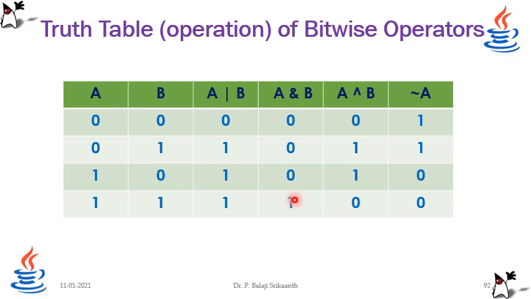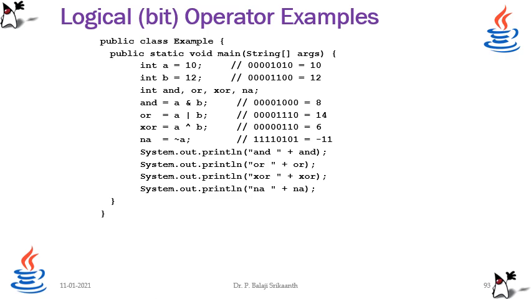And the exclusive OR operator is unique. If both the values are equal, it will result in a 0. If both the values are different, see 0 and 1, it results in a 1. If both the values are 1, it results in a 0. Complement is, if it is a 0, then it will become a 1, and if it is a 1, it will become a 0. This program exemplifies the logical bit operator.